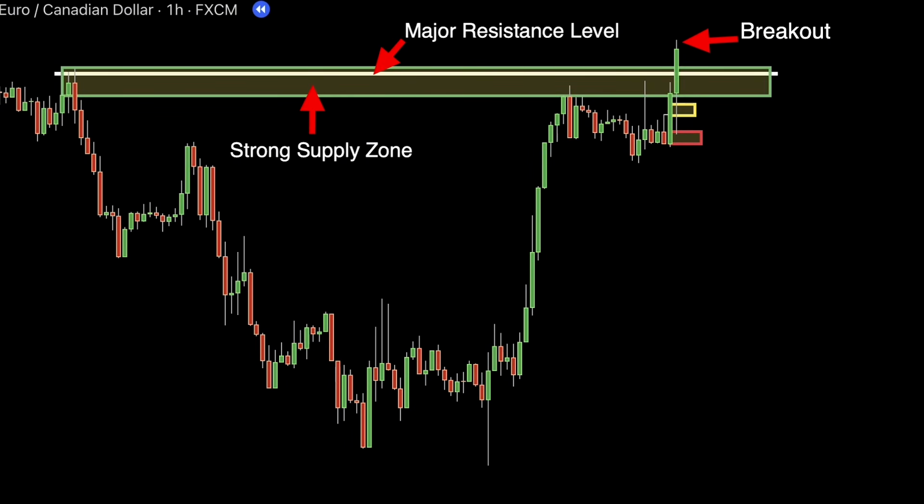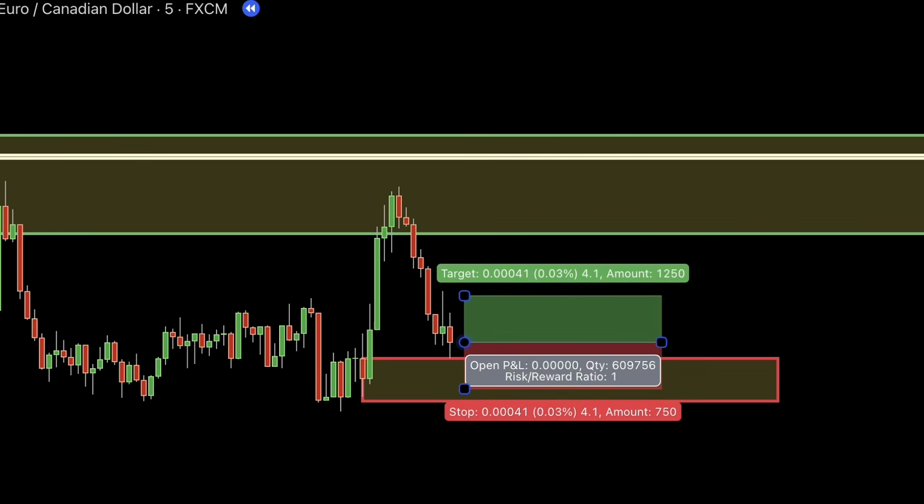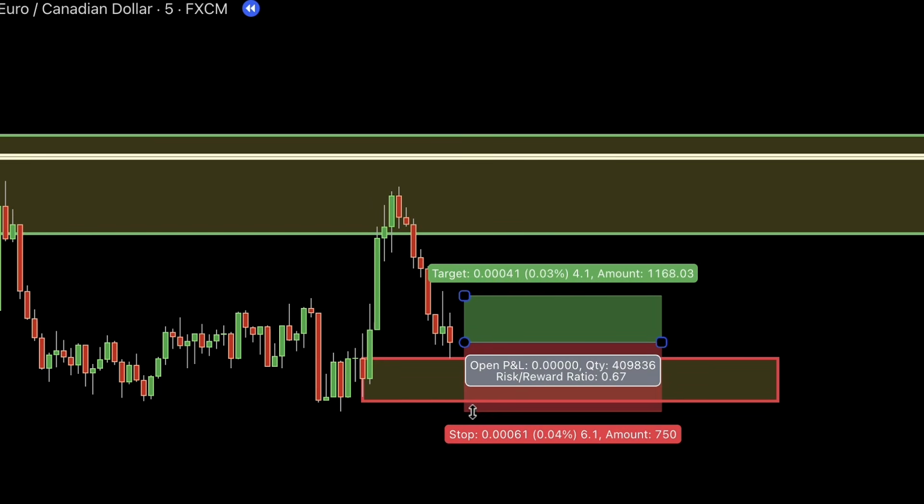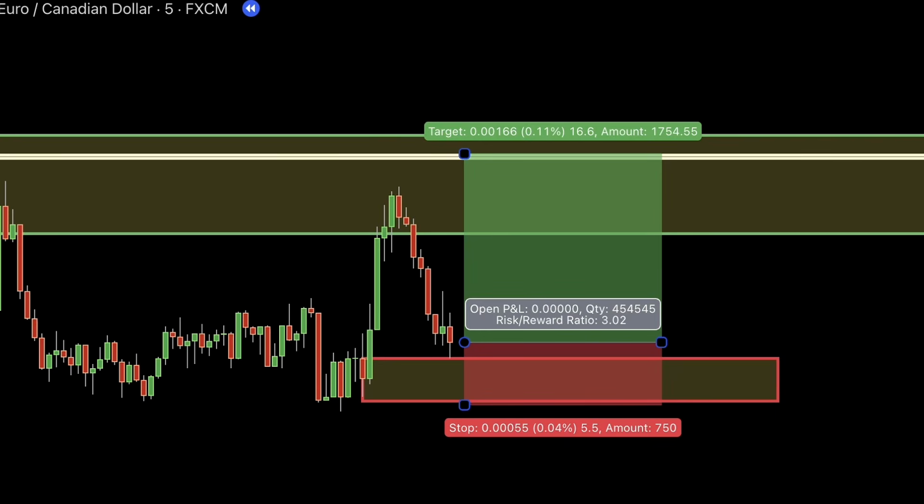Now that we spot our levels on both time frames, we return to the 5-minute chart to set up the trade. For our entry, we'll wait for the price to pull back to the order block and show signs of rejection before entering the trade. Our stop loss goes just below the order block to keep it protected.